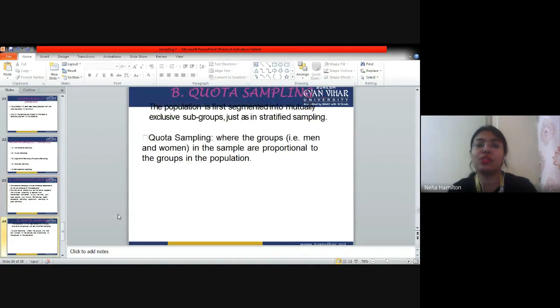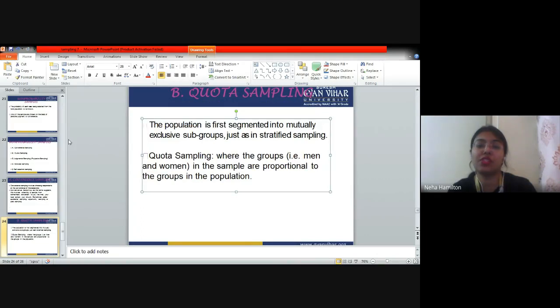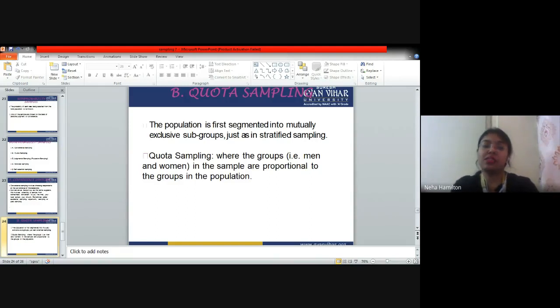Next is called quota sampling. Now, what is quota sampling? The population is first segmented into mutually exclusive subgroups, just as in stratified sampling. Quota sampling is where the groups in the samples are proportional to the groups in the population.